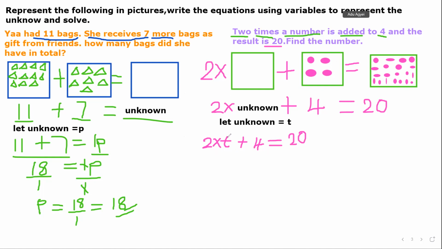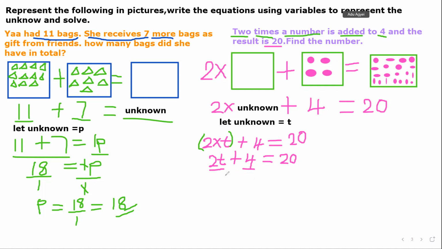Now 2 times T alone is 2T plus 4 is equal to 20. Now you need to group like terms. You maintain the letter term on one side and the number on the other side. But you can't add a number and a letter term here. This is a letter term and this is a number.